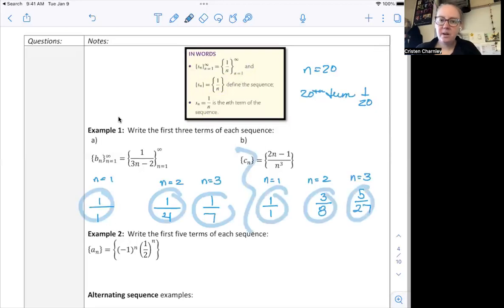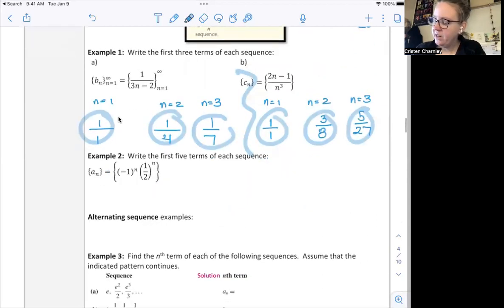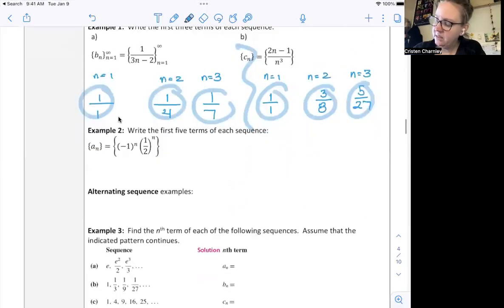Example 2, same thing. We're getting into slightly different notation. Write the first 5 terms of each sequence. So let's do n equals 1. Do you have to write out the n's each time? No. I am though, because this is a video and we're still kind of new to this. So to me, it helps me to see them.